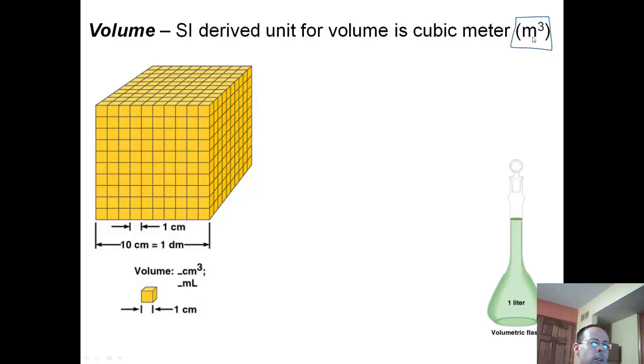Oftentimes this is hard to use because in chemistry you talk about things that are so small. So typically, instead of using cubic meter, you will see stuff more like cubic centimeter. If we were to have a box that was a cubic centimeter, so that by that by that, we'd have a very small box. But that box would be the same volume as a milliliter. Usually if we are measuring solids, we use cubic centimeters. And if we're measuring liquids, we talk in terms of milliliters. But really these things get used interchangeably.